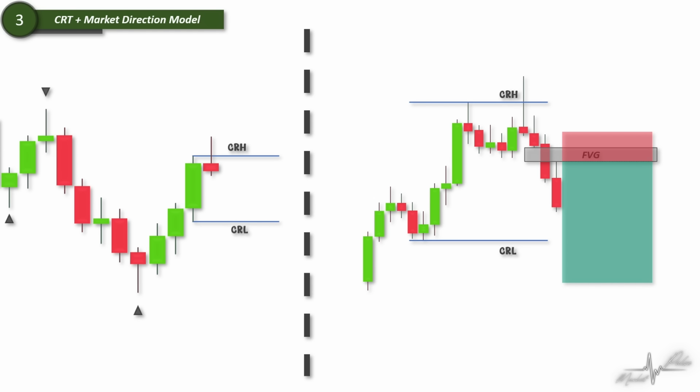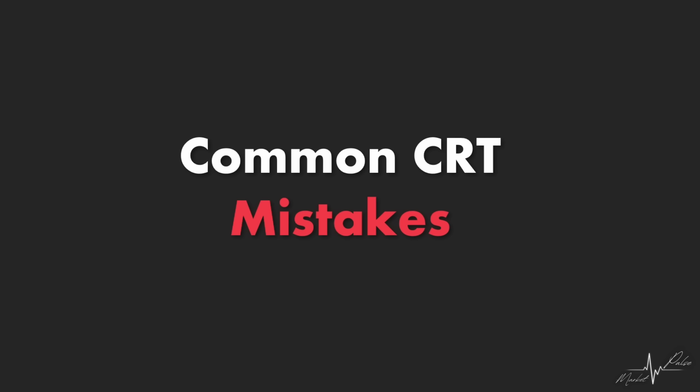By waiting for a pullback into a premium area before applying the CRT, we combine three powerful elements: trend direction, manipulation, and entry from a discount premium zone, giving us a clean, smart, and high-probability setup. Now that we've gone through how to apply CRT properly, let's quickly look at some common mistakes traders often make and how you can avoid them.